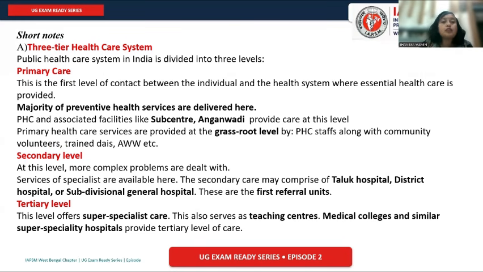For the tertiary care, they are the super specialist hospitals, usually the teaching centers, the medical colleges, and they are the tertiary level where complicated surgeries can be done.